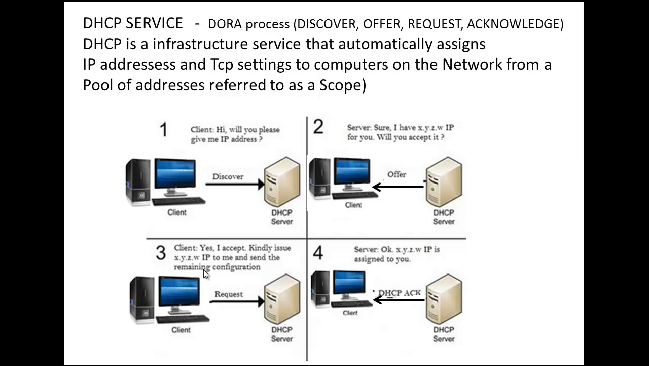Step 3, which is the request. The client says, yes, I will accept the address. Can you kindly give me that IP address? Send it to me. And also send the remaining configuration that I will need to communicate on the network. Step 4, acknowledgement. The server says, okay, I am going to send you this IP address. So this IP address is assigned to your client machine.